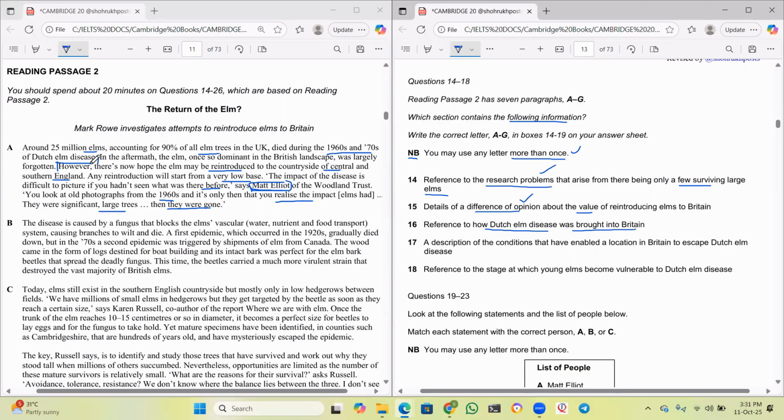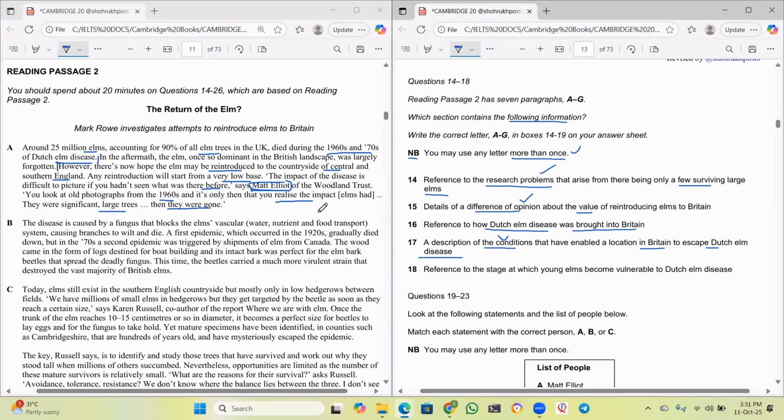Then, a reference to how Dutch elm disease was brought into Britain. Here he spoke about the disease: they died during the 1960s and 70s of Dutch elm disease. But how the disease was brought into Britain, did we read anything about that? No, right? How it was brought, we don't know. Next, a description of the conditions that have enabled a location in Britain to escape Dutch elm disease. Is there any description of conditions here?